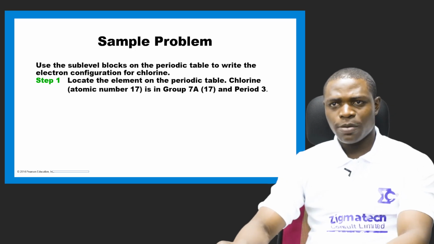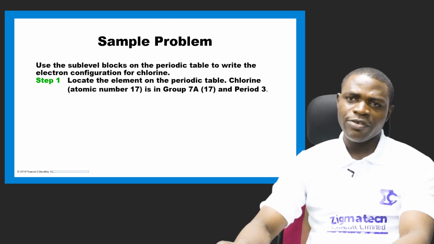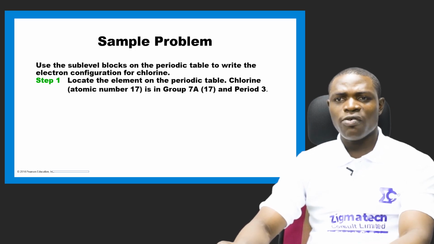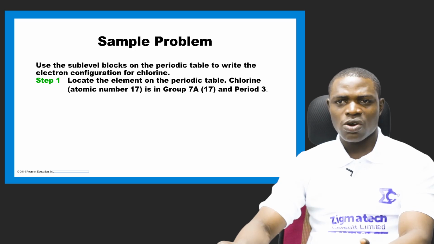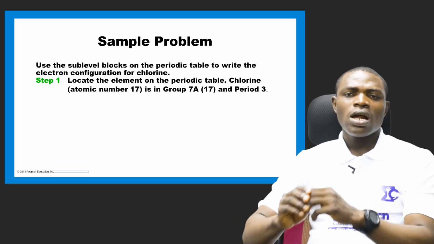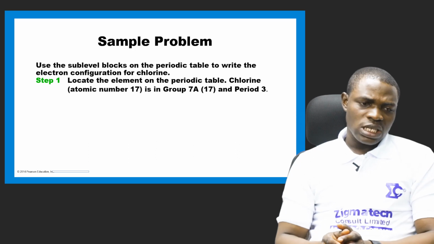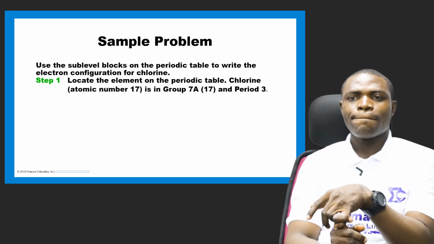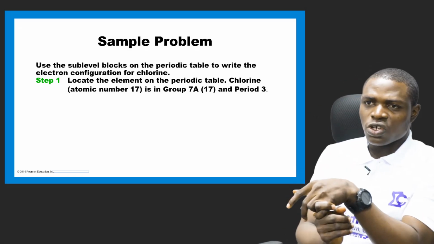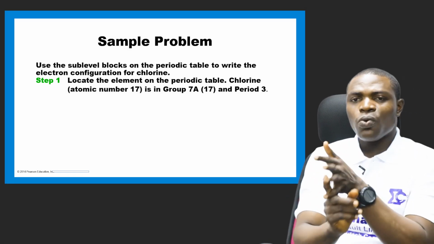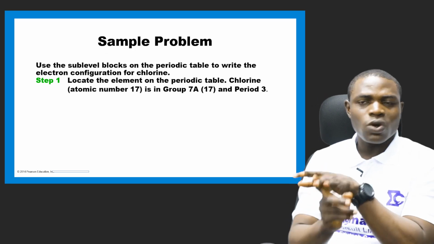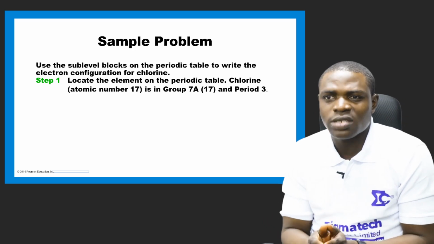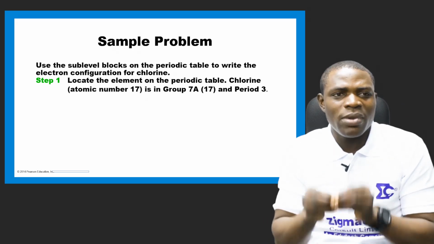Now let's look at one problem. Let's see if we'll be able to solve this problem using the guide. Using the sublevel block on the periodic table, write the electron configuration for chlorine. If you just come across this element called chlorine, and you don't know the atomic number, the position in the periodic table, which period, or which group, you cannot solve this problem. So the fundamental basis is for you to know which element is chlorine.